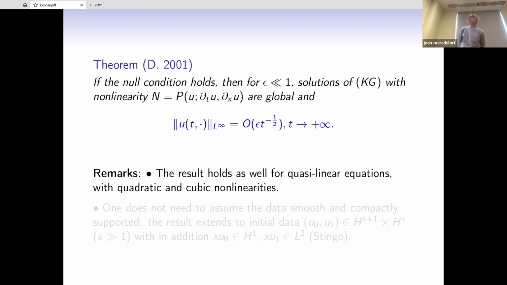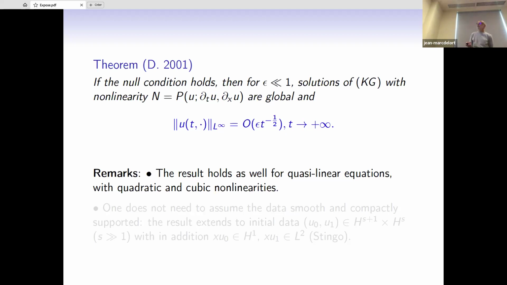And it holds true for nonlinearities containing quadratic and cubic terms. And I don't speak of higher nonlinearities because they are negligible for this problem. Of course, when you have quadratic and cubic terms, you have to adapt the definition of the null condition, and the expression is more complicated, but the result holds true as well in this case.